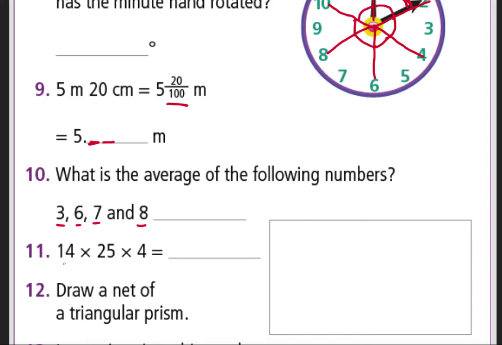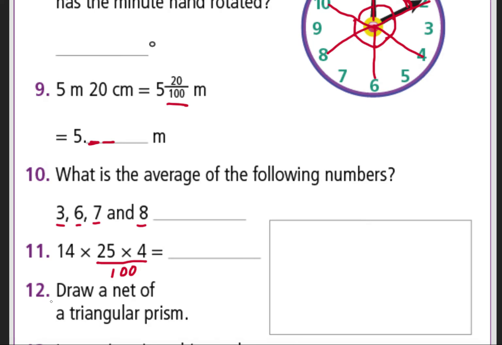This one here is easier than it looks. If you start trying to do 14 multiplied by 25, that's very difficult. But because it's all multiplication here, we can do any part of this first. So if you look at this part first, 25 times 4, that's 100. And now if we multiply 14 by 100, we just have to add 2 zeros onto 14 and we'll have our answer in here. So that one is actually easier than it looks when you think about it.